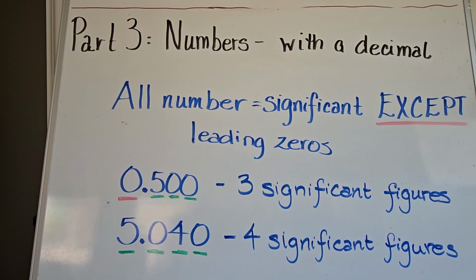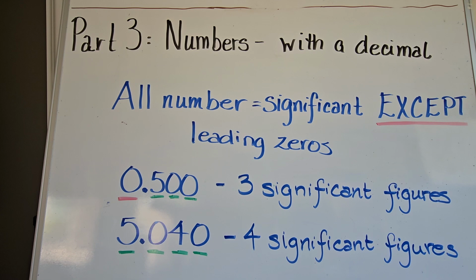We have our last category of numbers, numbers that do have a decimal point. The rule for determining the significant figures in numbers with a decimal point is that all numbers are significant except for leading zeros. Remember last time we talked about trailing zeros, the zeros that come at the end. Now we're talking about leading zeros, the zeros that come at the beginning, specifically zeros that come before the first non-zero number. So let's go ahead and do some examples to illustrate that.